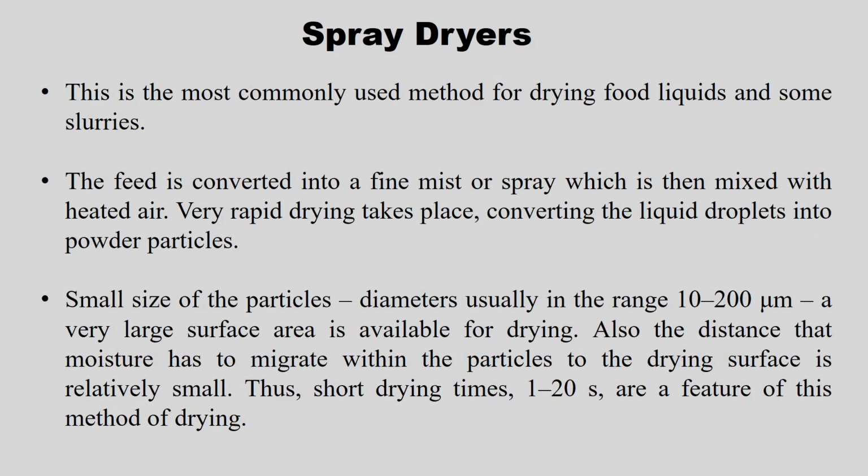The second one is the spray dryer. The bin dryers are mostly used for solid food material, but spray dryers are used for drying liquids and some slurries. The feed is converted into a fine mist or spray, which is then mixed with the heated air. Here we use an atomizer or maybe a pressure nozzle as well.